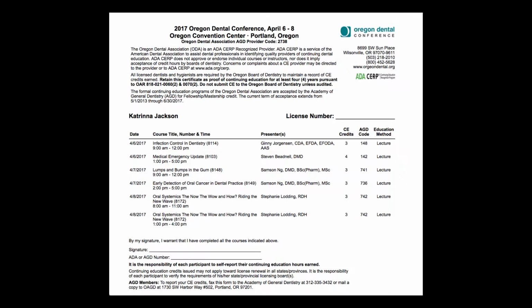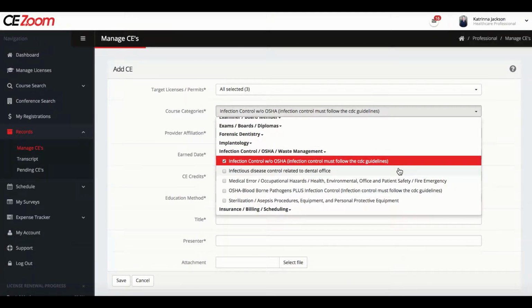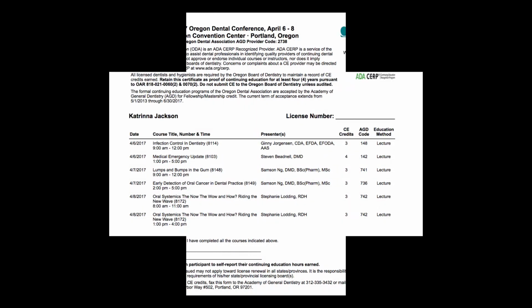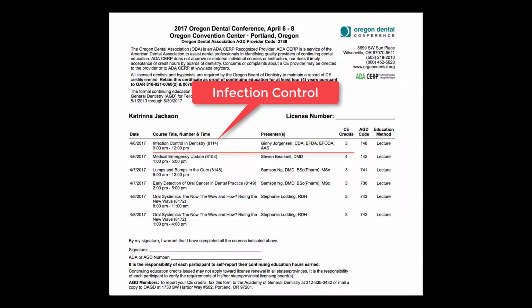In my example, we are inputting my first course I attended, so I will be picking infection control as my course category. Again, you will not want to select course categories that apply to all the CE courses you attended during your multi-day conference. Only pick the course categories that describe the single course you are inputting.